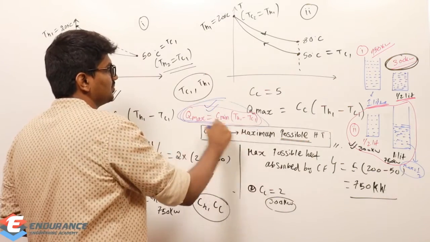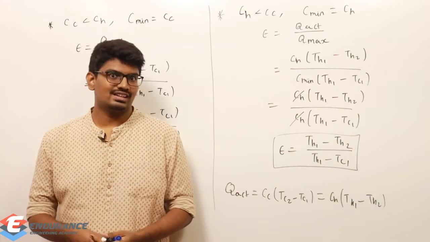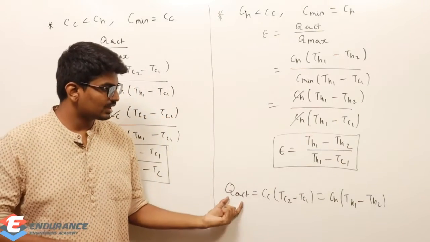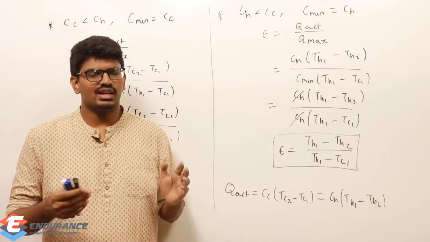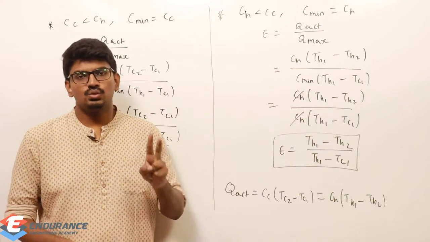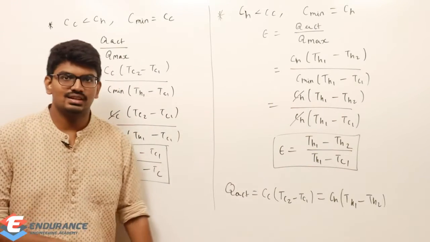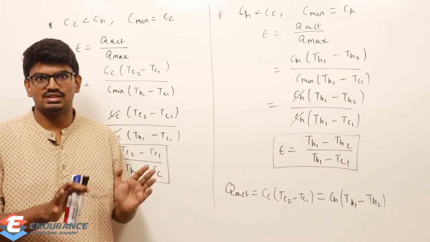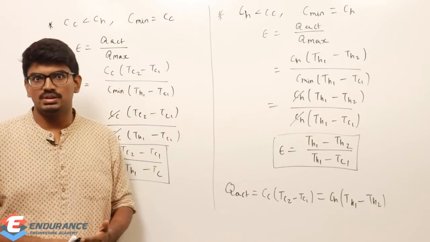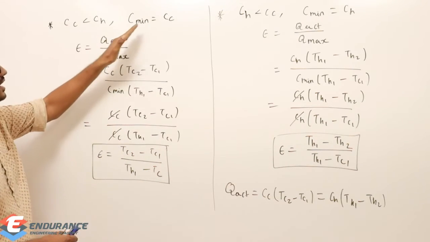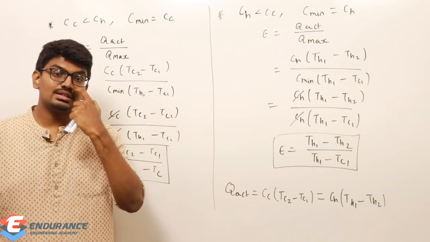Whatever this complete explanation, you need to remember this formula. This is the formula which you need to remember. We will proceed discussing this. So let us finally finalize the effectiveness. We know that Q actual is equal to Cc into Tc2 minus Tc1, or Ch into Th1 minus Th2. We can use any formula for finding Q actual. Now there are two different cases which can come in a question. The first case is Cc is less than Ch, heat capacity of the cold fluid is less than heat capacity of the hot fluid. What is that C? C is nothing but m dot into Cp. If Cc is less than Ch, C minimum is going to be Cc itself. So minimum heat capacity will be Cc.